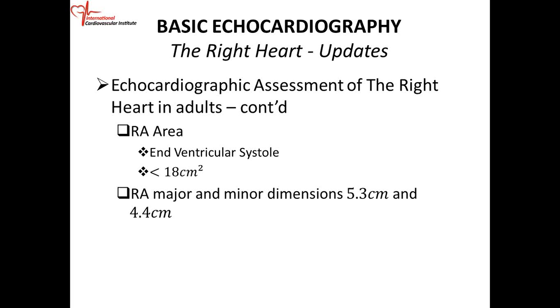And then when we outline the right atrium, remember the major dimension and the minor dimension. The major dimension should be less than 5.3 centimeters. The major dimension, remember, is from the center of the tricuspid annular plane down to the bottom of the right atrium. And then the minor dimension is straight across, so it's perpendicular to the major dimension in the mid segment.